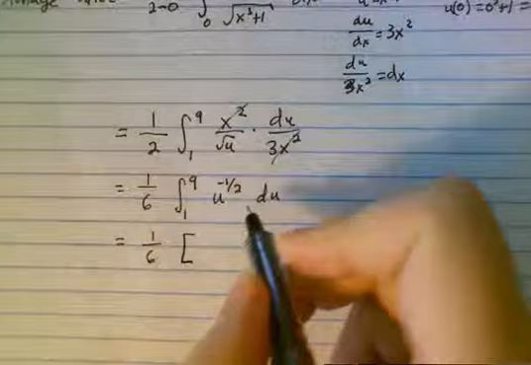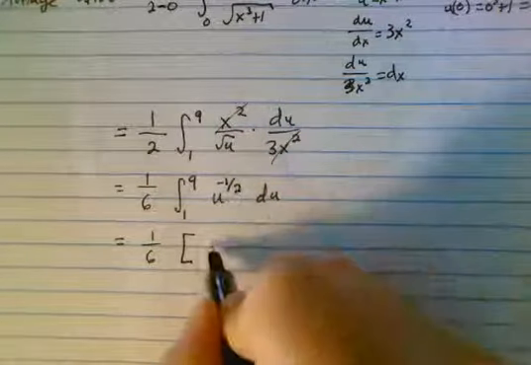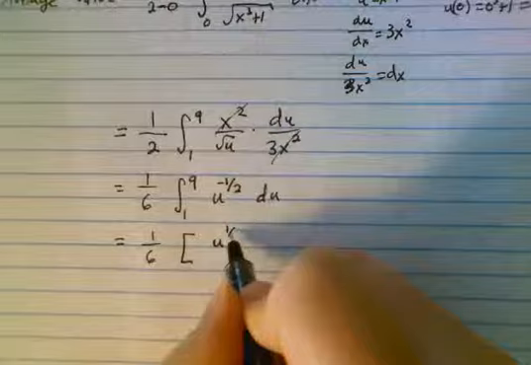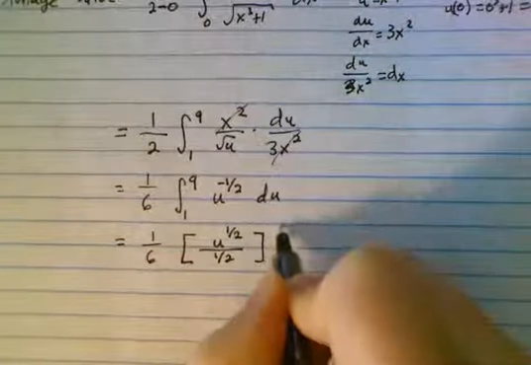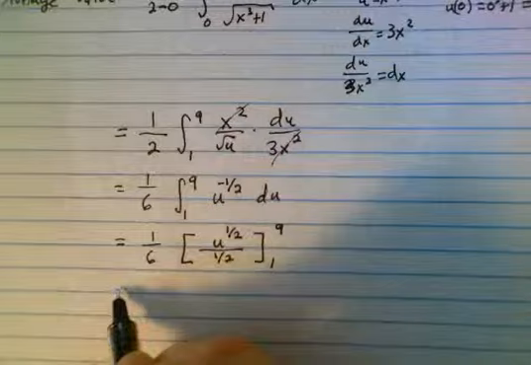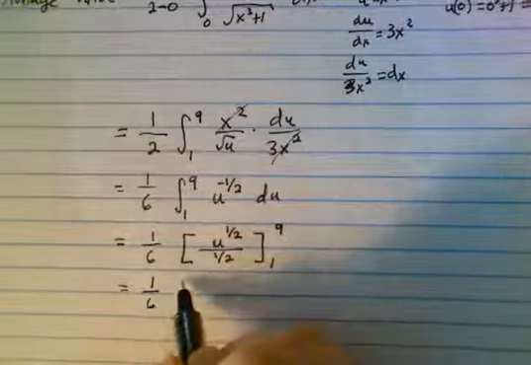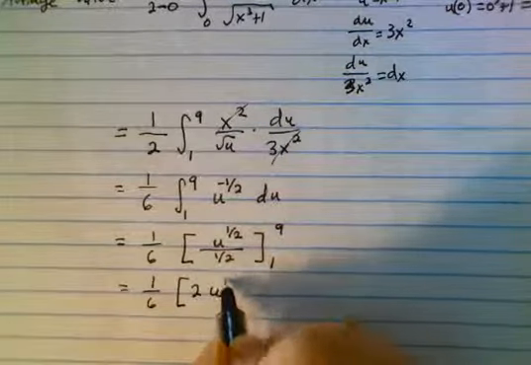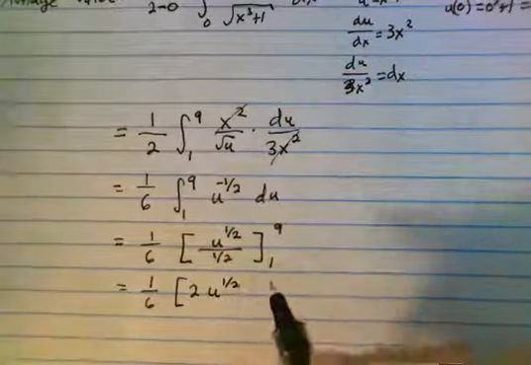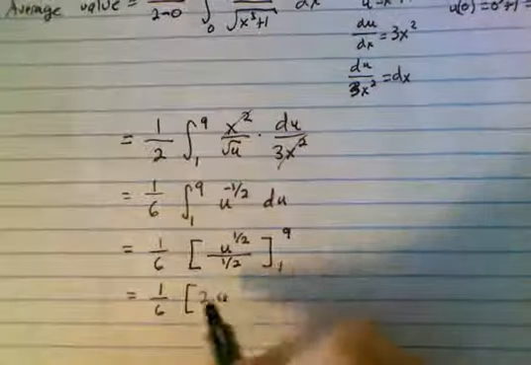When we take the antiderivative, we're going to add 1, so negative 1/2 plus 1 is positive 1/2, so that's u to the 1/2. Divide by the new exponent. We're going from 1 to 9. Dividing by 1/2 is the same as multiplying by 2. And u to the 1/2 is the same thing as the square root of u, which is going to be useful when we plug our numbers in.